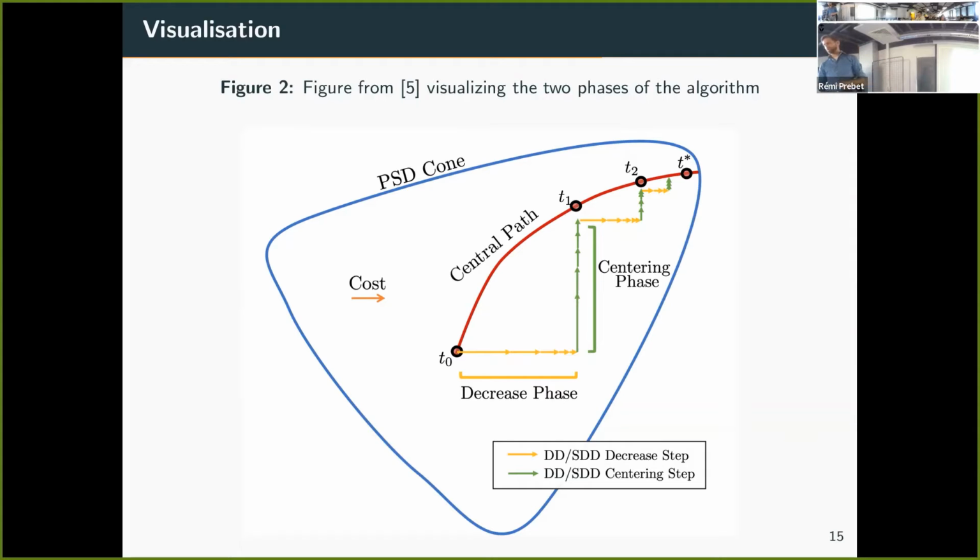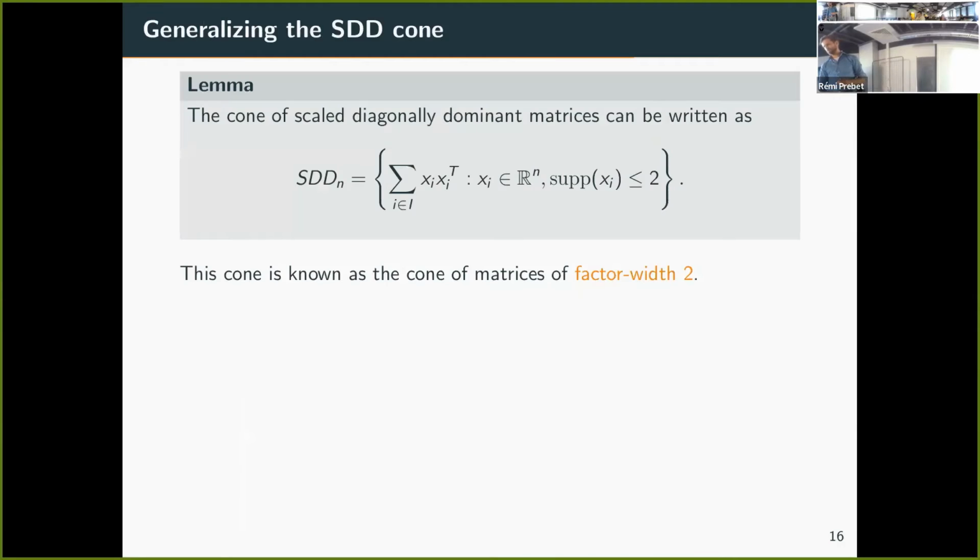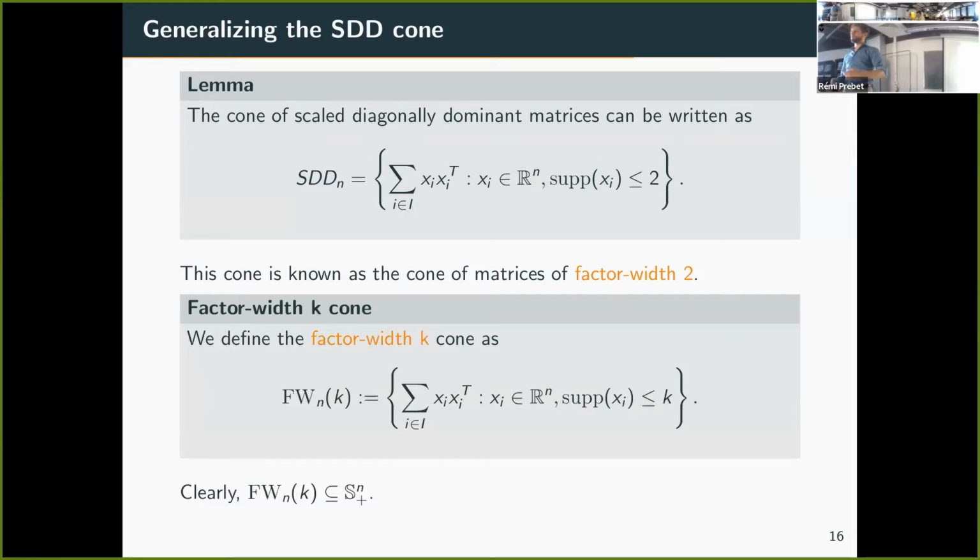Okay, so now we're trying to generalize the cone of scaled diagonally dominant matrices. Every matrix in that cone can actually be written as the sum of rank 1 matrices, such that the vectors from which these matrices arise have support of size 2 or lower, so at most 2 non-zero entries. And this cone here is known as the cone of matrices of factor width 2. And what we can do is simply replace the 2 with a k.